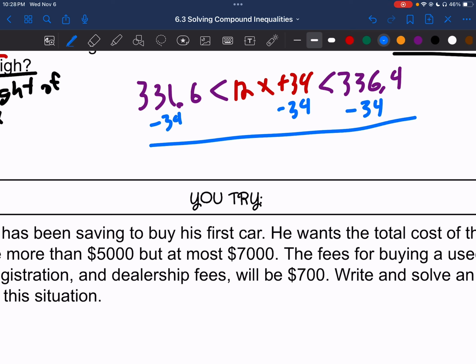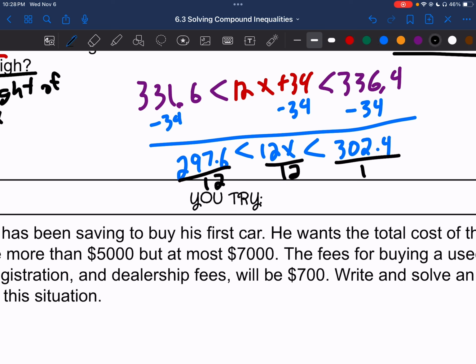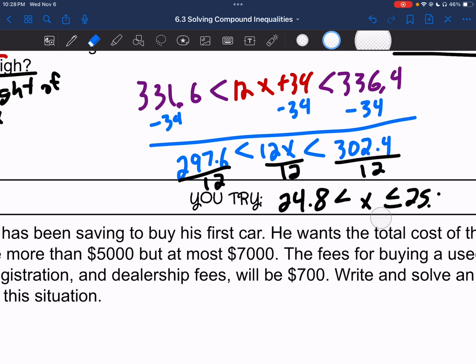And when we do that, we get 297.6 is less than 12x, which is less than 302.4. And our final step is to divide by 12 in all three intervals. And I'm going to get 24.8 is going to be less than x, which is going to be less than 25.2.